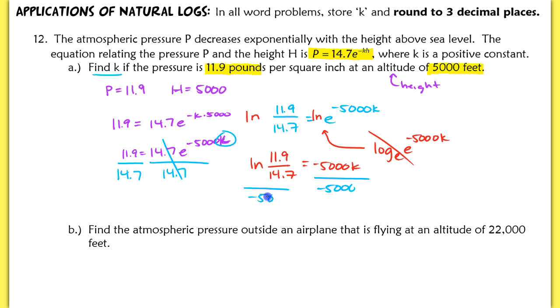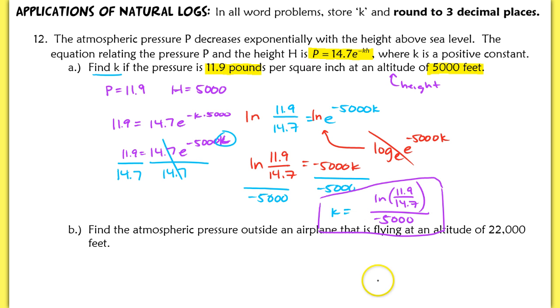on both sides. Okay, so I have k equaling, my exact answer here, the natural log of 11.9 over 14.7, all divided by negative 5,000. Now in my calculator, I'm going to type this in and enter it as accurately as possible. So you want to make sure that you have your calculator out right now and that you're going to practice doing this with me, because this is an important skill.